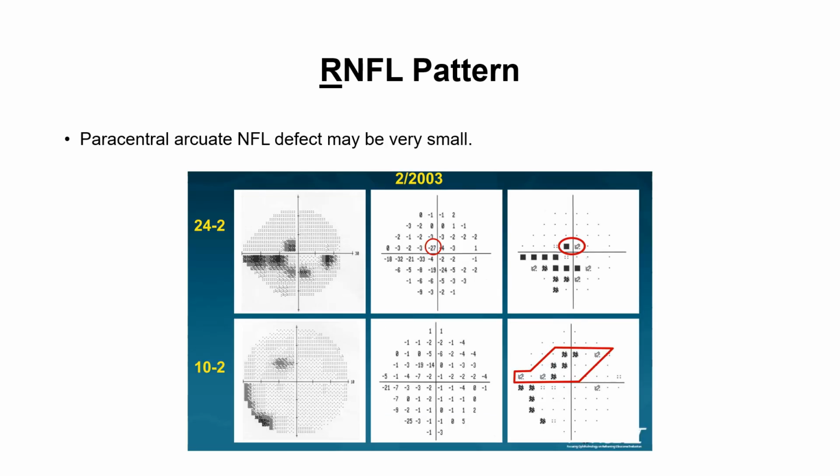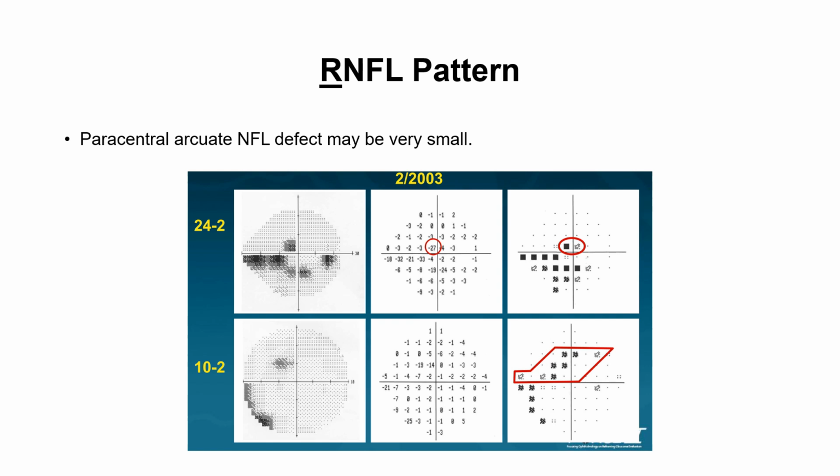Also, as we said, sometimes the paracentral arcuate NFL defect may be very small to be seen in 24-2. Here, in the same patient, you see one scotoma, one field lost, minus 27 decibel. This is in the grayscale map. However, when you do 10-2, you will see that the paracentral arcuate RNF layer defect is much higher. Not only that, it's much higher. So sometimes these paracentral arcuate RNF layer defects, as we said previously, you can detect them using the 10-2.